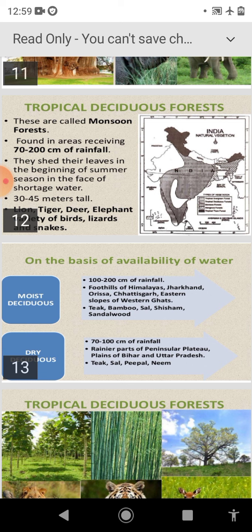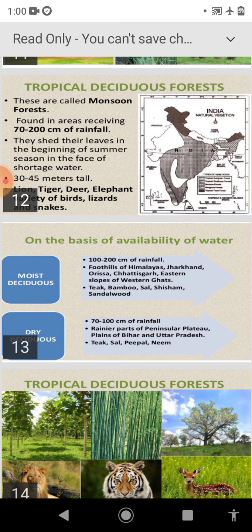Other commercially important trees are kher, rosewood, sesame, etc. Bamboos are also very commonly found in these forests. This vegetation belt covers a vast area of India extending from northeastern states along the foothills of the Himalayas, Jharkhand, western Odisha, and Chhattisgarh. This type of forests, means moist deciduous forests, are also found in the eastern slopes of the Western Ghats.